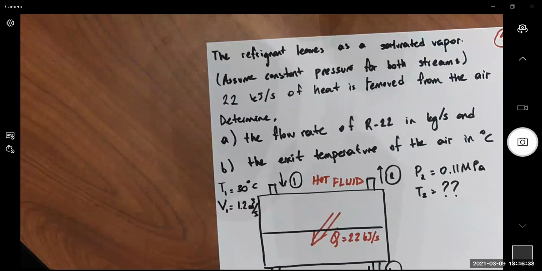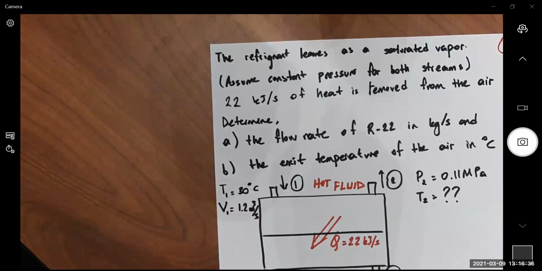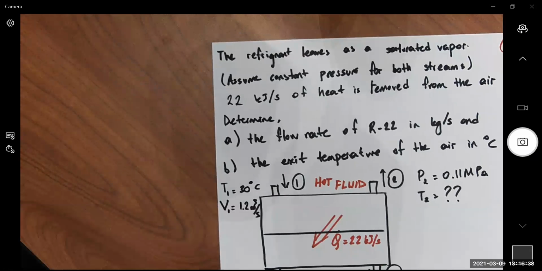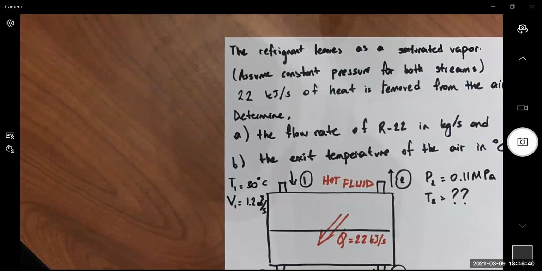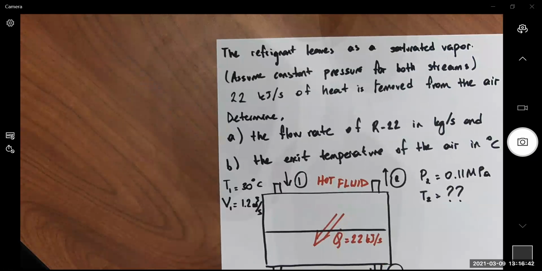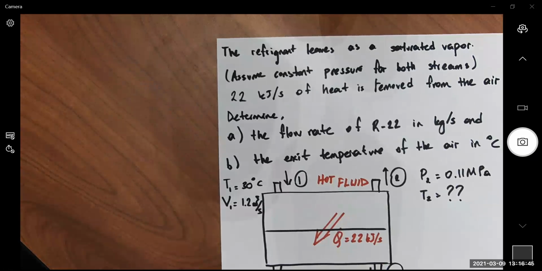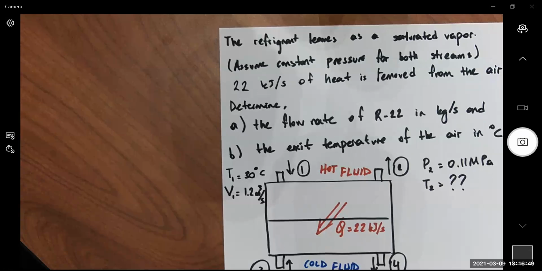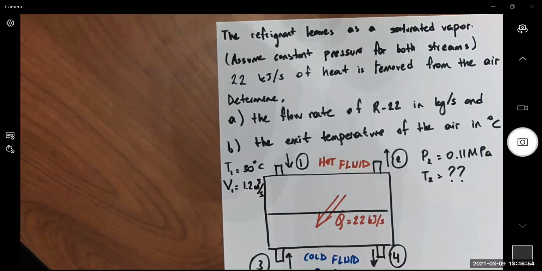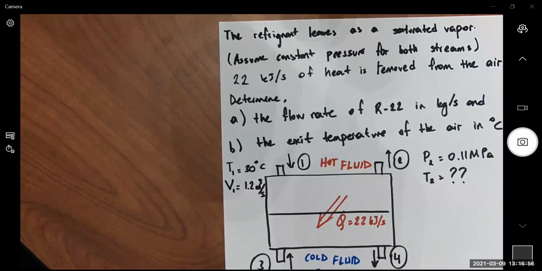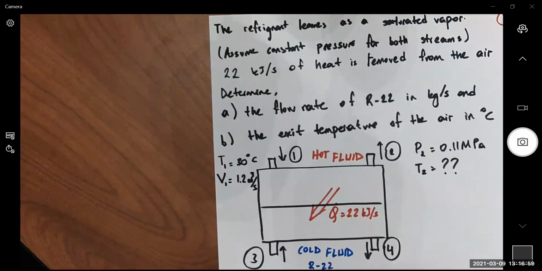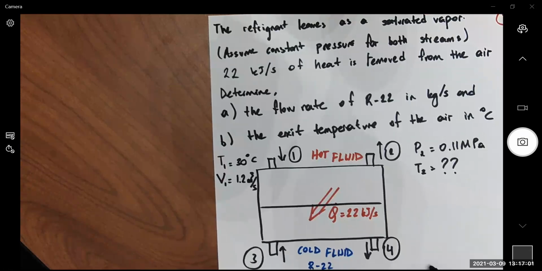So for the refrigerant, at state 2 the temperature is -10 Celsius and the quality factor is 20%. We are asked to find the mass flow rate, and it leaves at 110 Celsius as a saturated vapor.